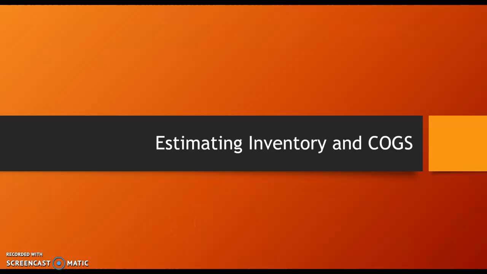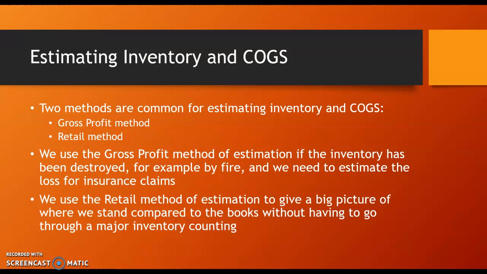Inventory and cost of goods sold. There are two methods that are common for estimating inventory and cost of goods sold: the gross profit method and the retail method. These are used if we need just an overall ballpark estimate. We're not actually going out there on the shelves and counting the inventory and then calculating out LIFO, FIFO, etc.